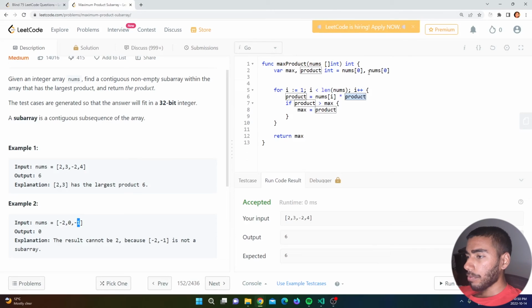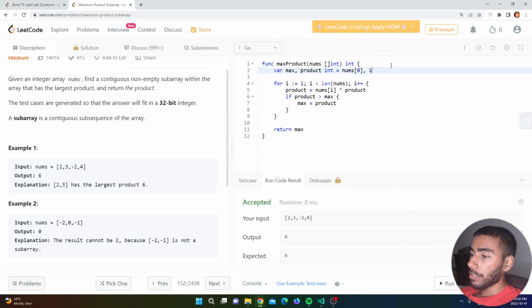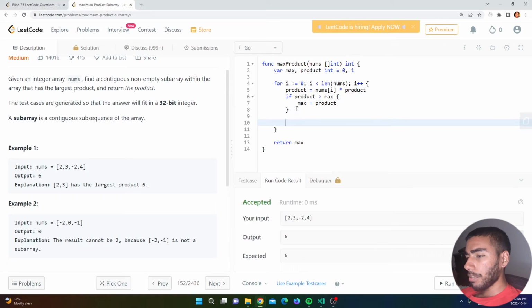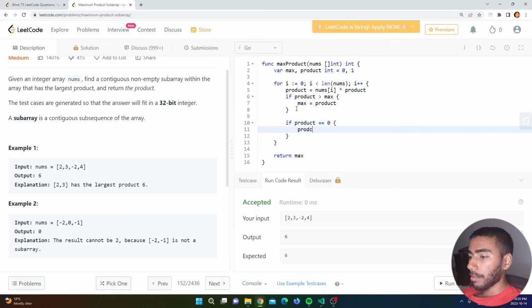So let's make a few changes over here. First of all, this product, we will start off with a default of 1. And over here we will start off with a max of 0. And then we're going to change this to indices 0. So now we're not defaulting max and product at the top to be the first index, so we start off at 1 instead. There's no harm in that. And then finally, if product is equal to 0, then we actually want to reset product to 1.